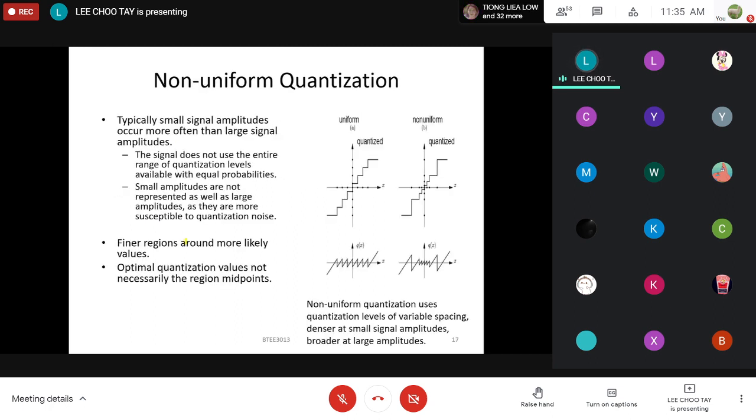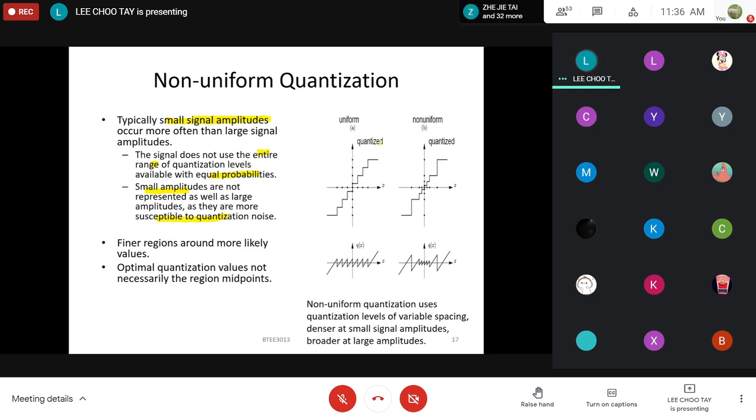However, a lot of real life signals are actually not uniformly distributed. We have a lot of small signal amplitudes as compared to large signal amplitudes. So therefore, most of the time, the signal does not use the entire range of your quantization levels, which are available with equal probabilities. Most of the time, we actually use the quantization levels at the lower amplitude, with maybe a few occasions where we quantize at high amplitude. Because of this, small signals with small amplitude are not represented well, and they are more susceptible to quantization noise.